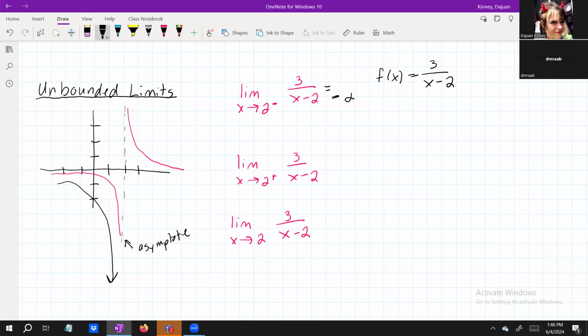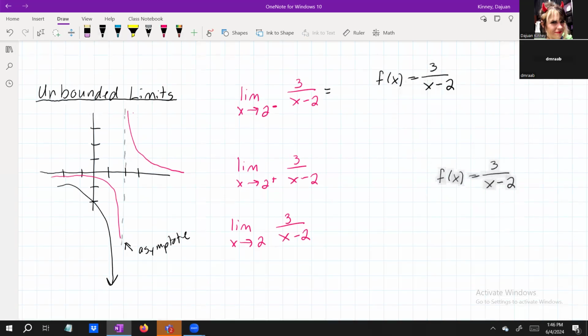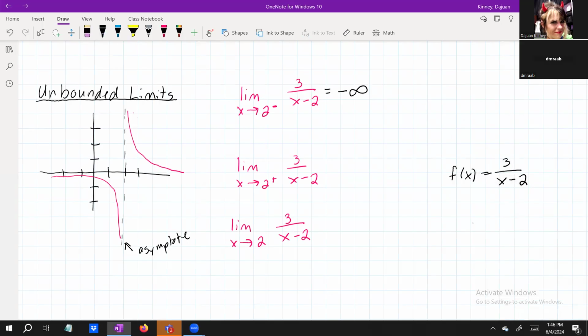Let me move some stuff. I'm sorry. Over here. So we're always going down. As x approaches 2 from the positive direction, so we're coming from over here, we're always getting bigger and bigger and bigger, so we get positive infinity. The left and right limit do not agree, so the limit there doesn't exist.